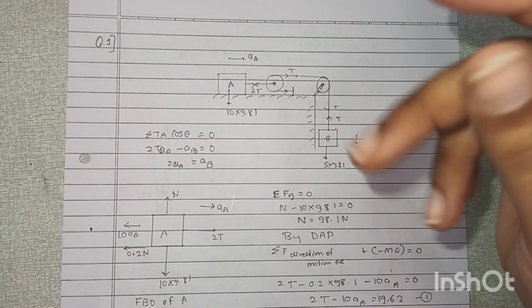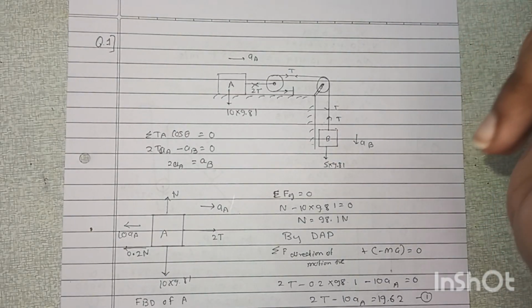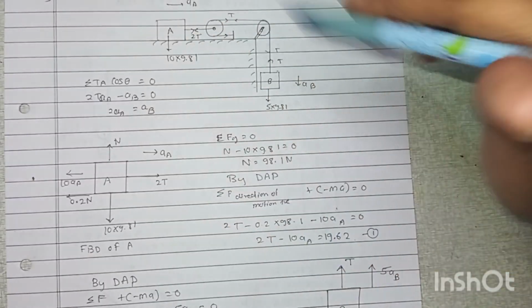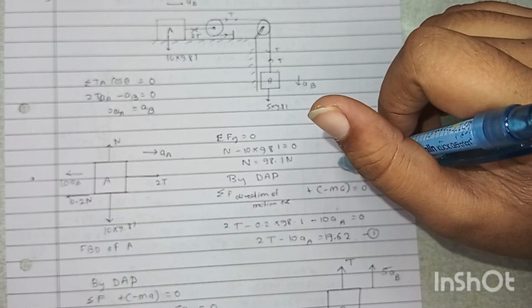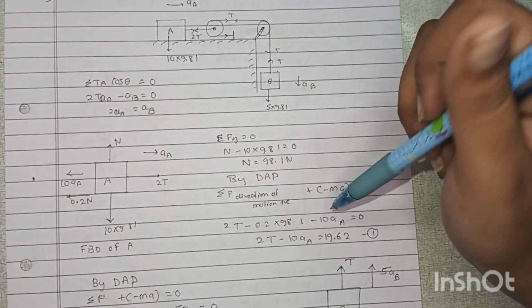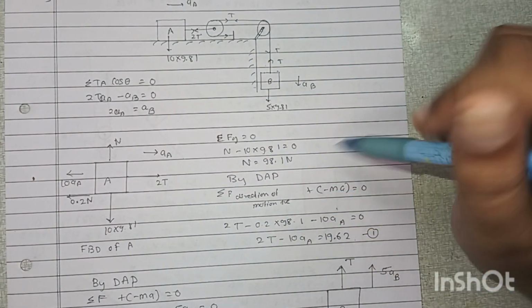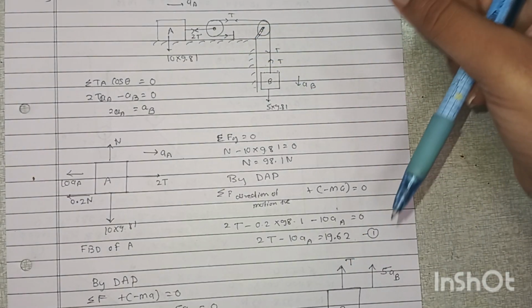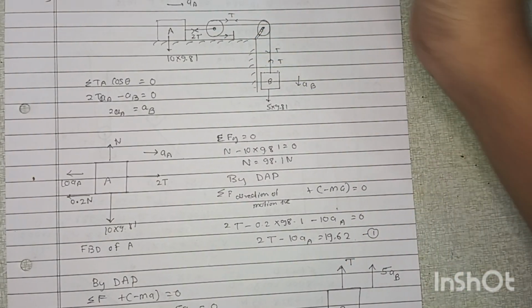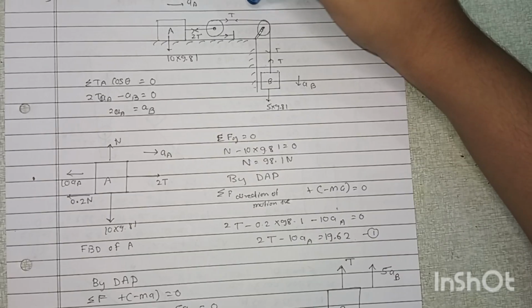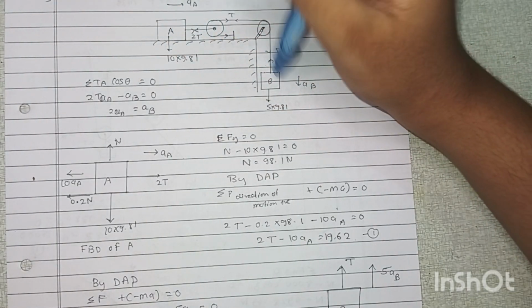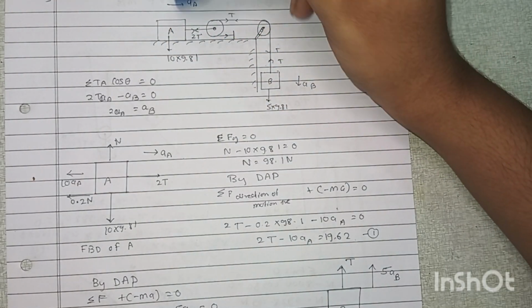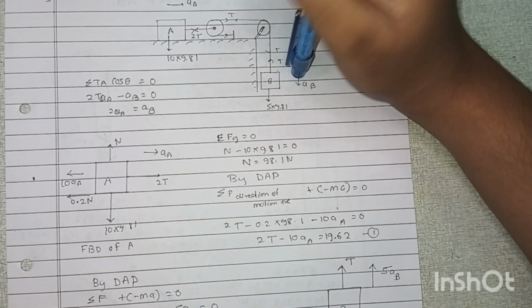In this there is a small, or you can say a minor change, that is we have to write down ma on the left side, not on the right side. Okay, so if we write the ma on the left side, the sign will change, the positive sign will convert into negative sign. So now let's move to question number 1, in which there are two blocks A and B, and we have to find the acceleration of A and B.